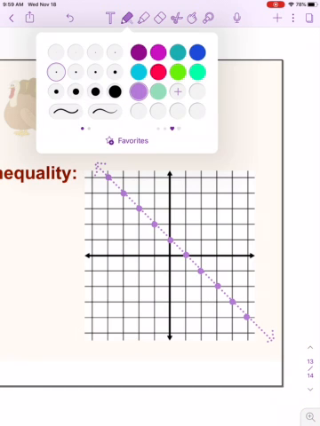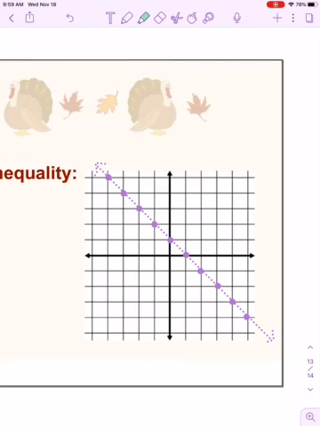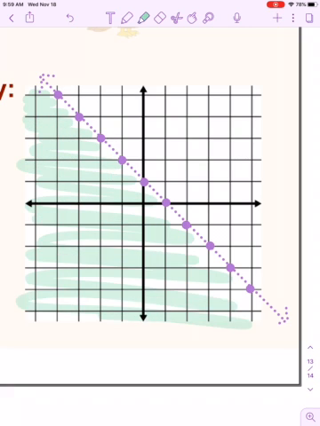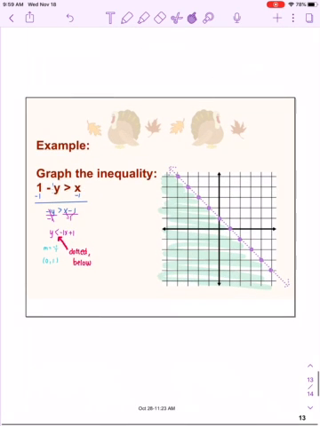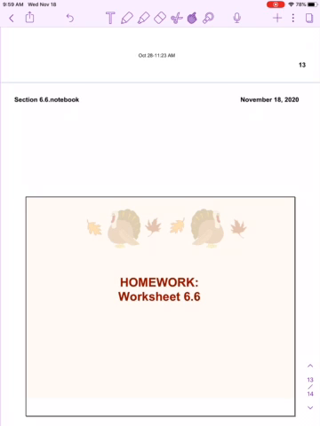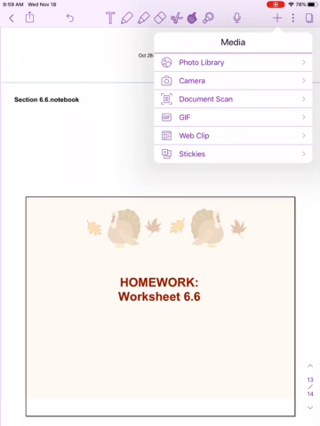And we have to shade below. So again, the ground of this hill is down here, so that's where your shading needs to be. Okay, that's it. 6 is your homework worksheet.